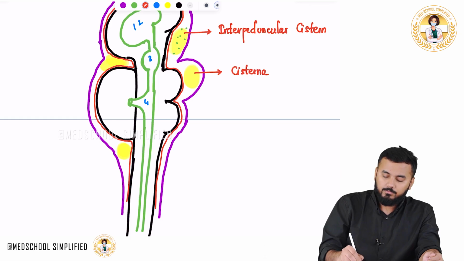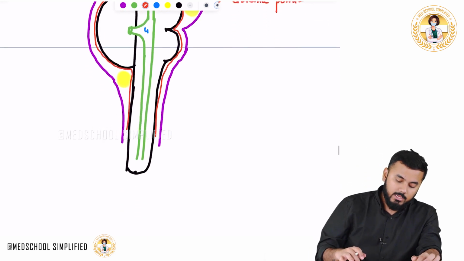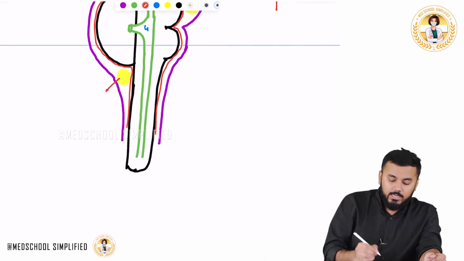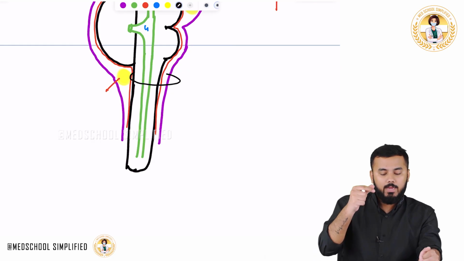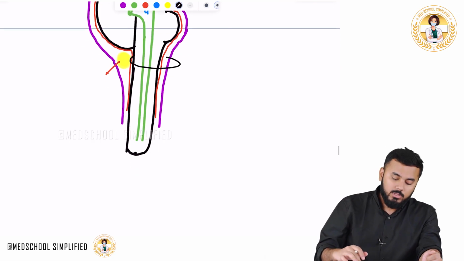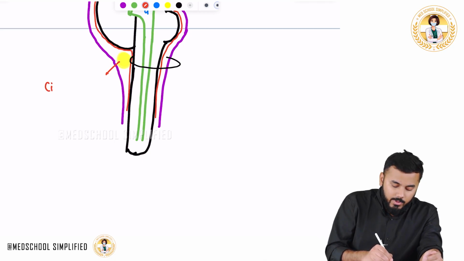Cisterna pontis. This is called cisterna pontis. And the next important thing is the cistern that is present near the foramen magnum. All of you know that here we have an opening called the foramen magnum, through which the spinal cord exits. So this opening near the foramen magnum, you call it cisterna magna.